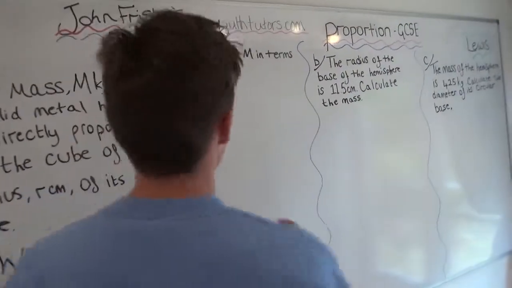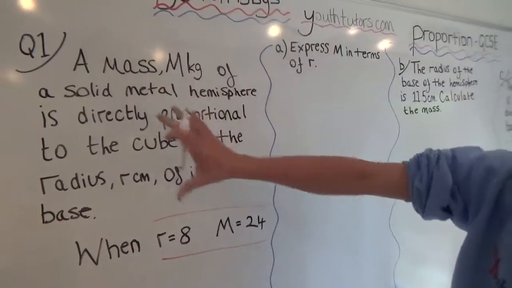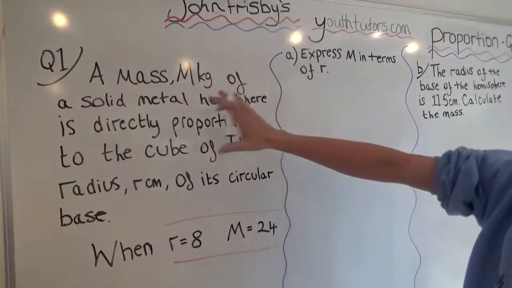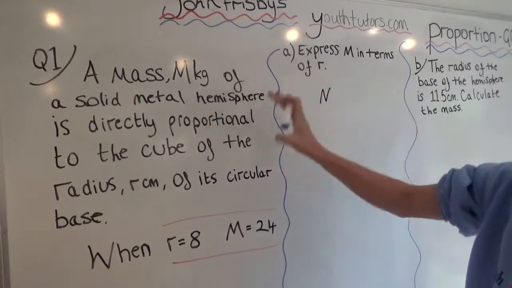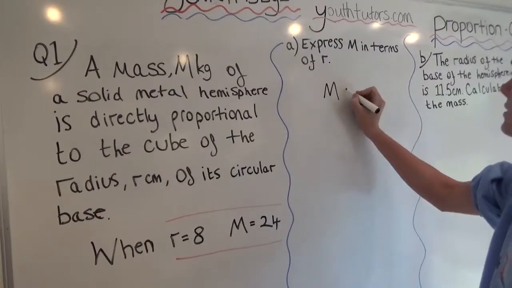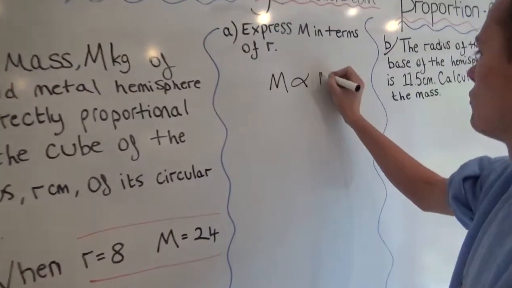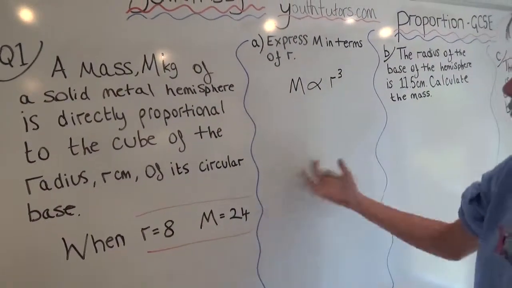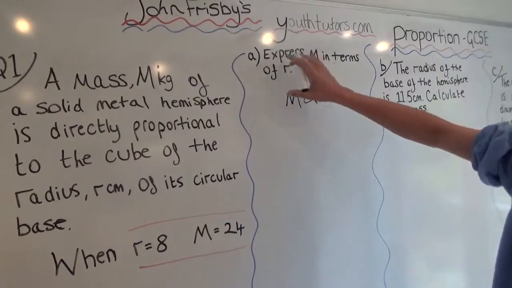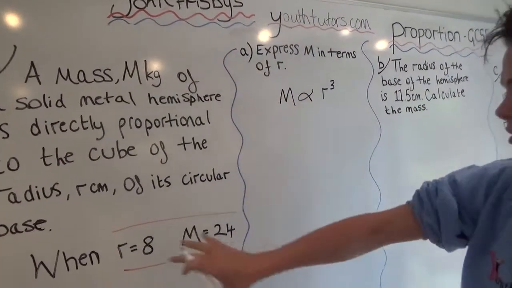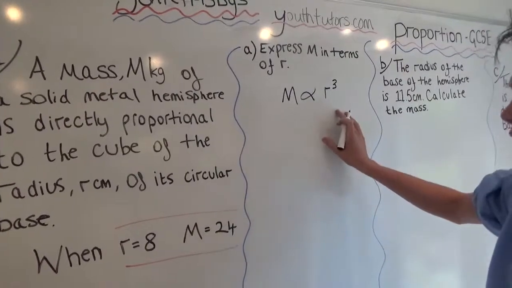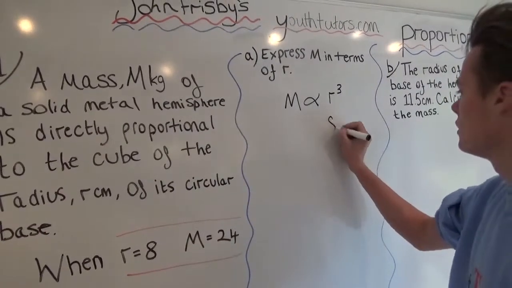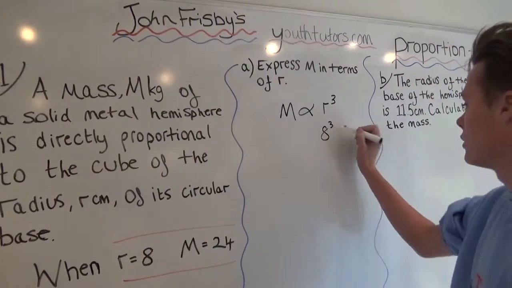So I'll quickly do up here what we've been given in the question. We've been told that the mass is directly proportional to the radius cubed. Now we need to work out how to express m in terms of r with the information we've been given. So we can put in what we know about r. We can do 8 cubed, which I believe is equal to 512.